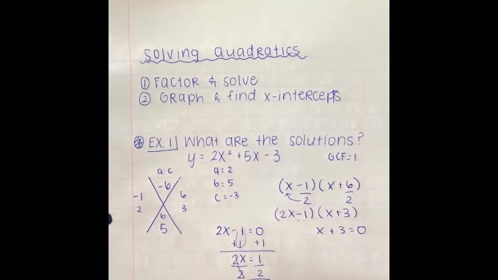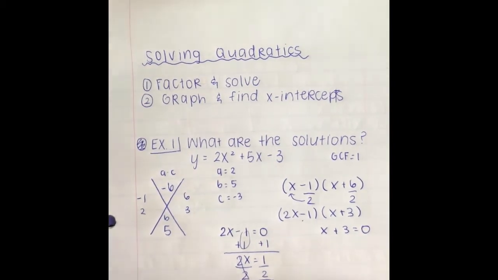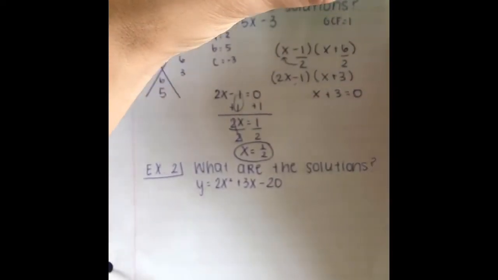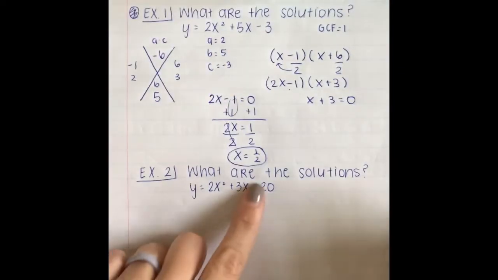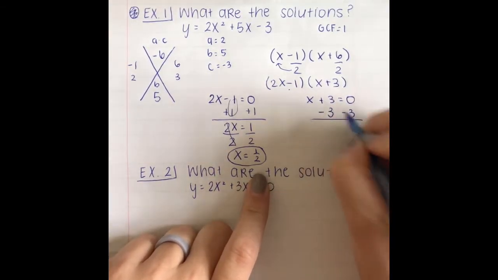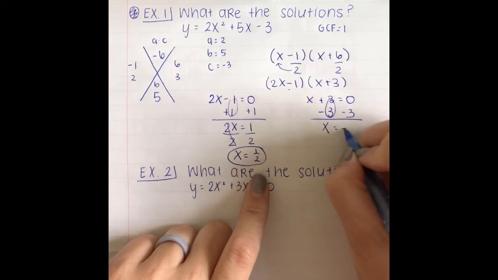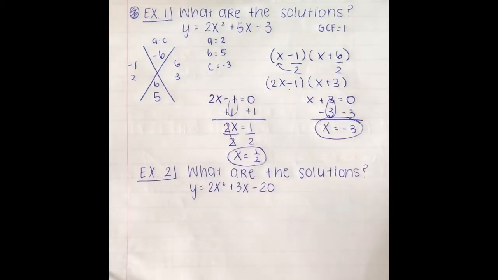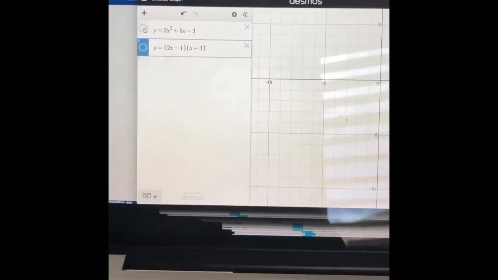So this is one of your solutions, or your x-intercepts, right? So x equals 1/2 is one of our solutions. And then subtract 3 from both sides, and we get x equals -3. And that is our other solution. Okay, so two things I want to show you.